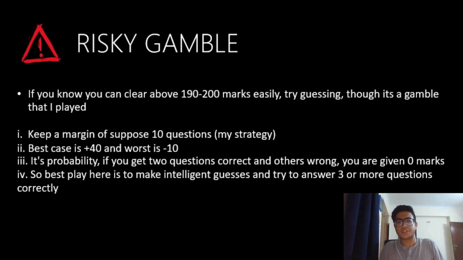Keep a margin of 10 questions. In my strategy, what I used to do is I used to keep a margin of 10 questions because I knew that I would be leaving 3 to 4 questions in chemistry, 3 to 4 questions in physics, and 4 to 5 questions in maths. Now, the best case scenario in such a possibility is plus 40 and the worst is minus 10. Plus 40 minus 10, that's the gamble you'll be playing.